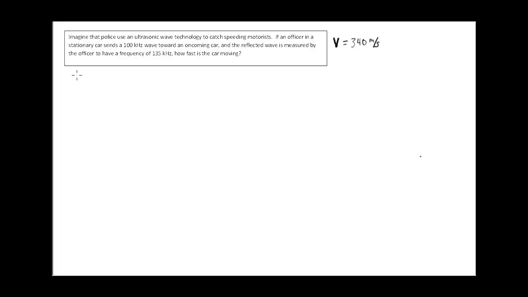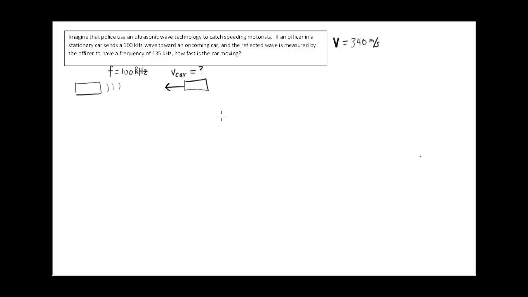Well, we realize that in this case, there's actually two kinds of Doppler shifts for us to consider. So let's draw a simple picture. Here's the officer, and the officer is going to send out waves toward an oncoming vehicle. And so the vehicle's speed relative to the officer is what we're trying to find, and I'm going to call that V car. That's the question. So what we're given is the frequency of the pulses in this ultrasonic wave, and that's 100 kilohertz. And we're also told that the officer is stationary.